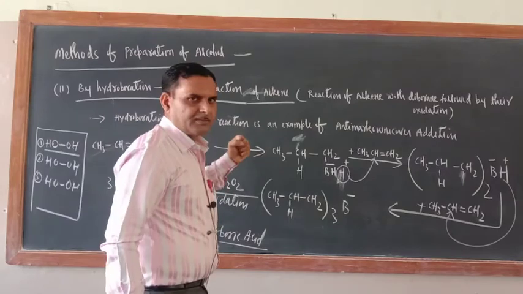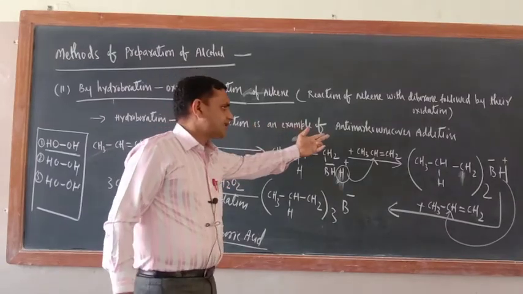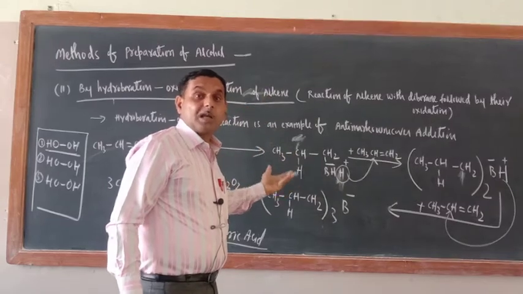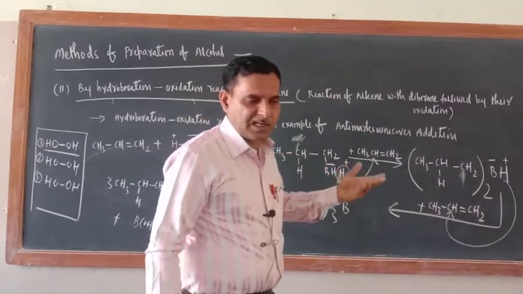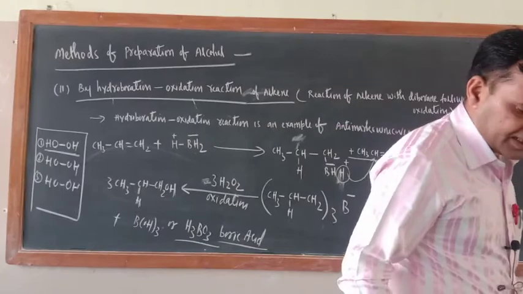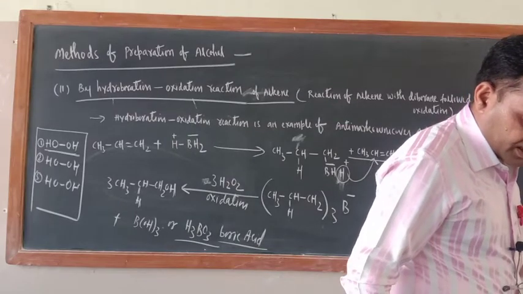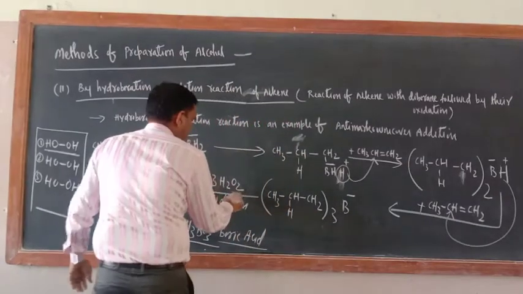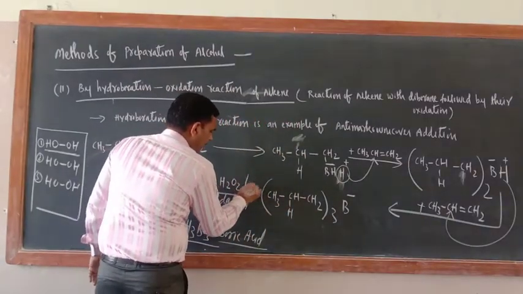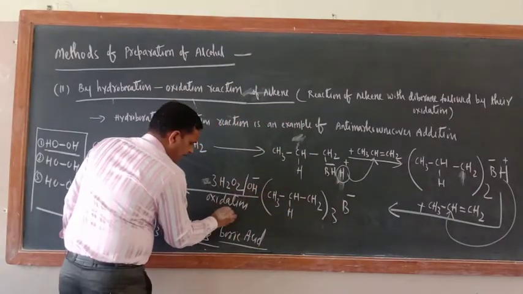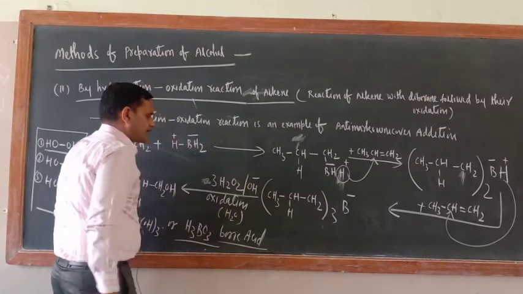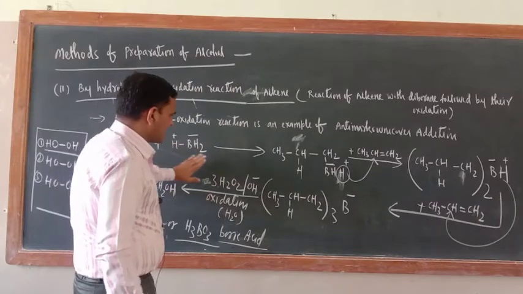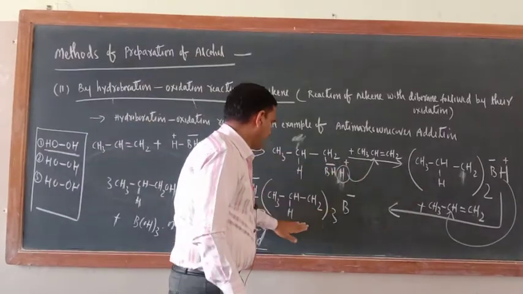What are the merits of this method? Number 1 merit is that this is an example of anti-Markovnikov addition, and the yield of alcohol is very good. Correct? One more thing is here. Now write 3H2O2 with OH negative, and water molecules are also present. So this step means just see 1, 2, 3 till here.